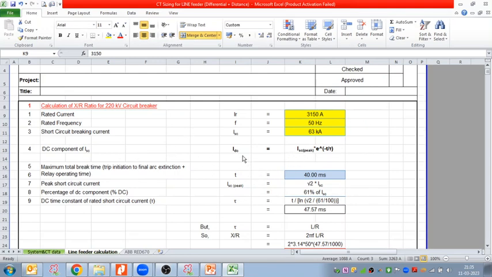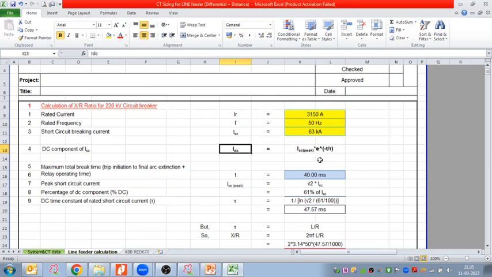Right, DC component. This is the formula to calculate the DC component in the short circuit current ISC. As I told, when the fault happens, the fault current has both AC and DC components. So how much would be the DC component? You can calculate by the help of this formula. The DC component would be equal to ISC peak into e power minus t divided by tau.